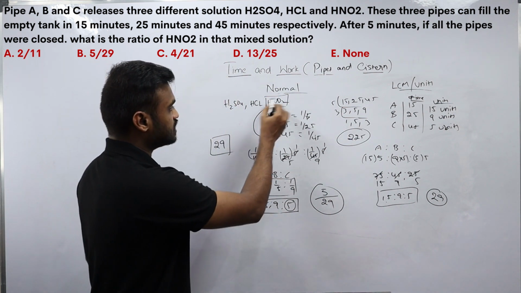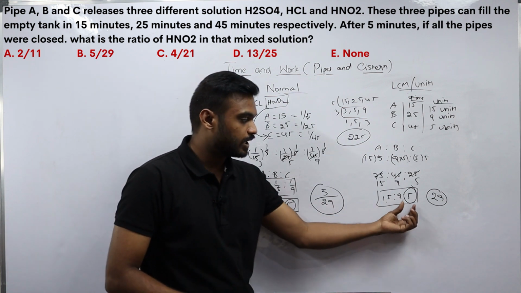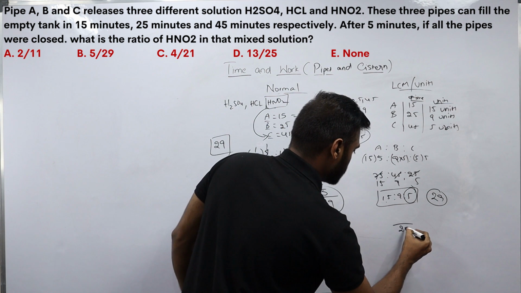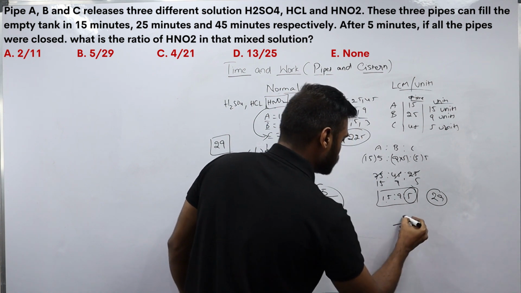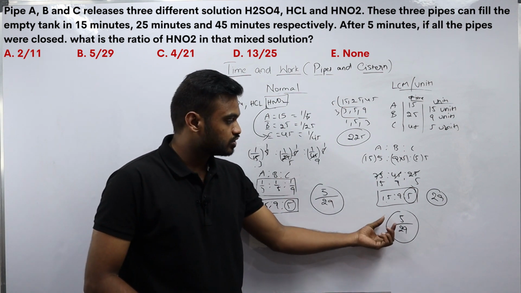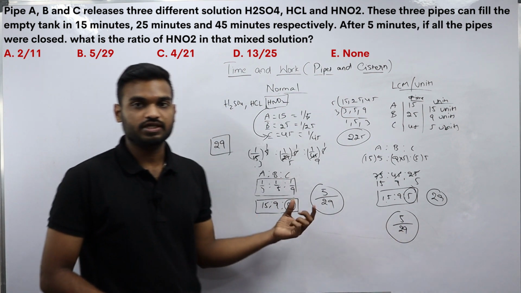For HNO2, that is released by C here, out of 29 parts, the HNO2 solution is 5 parts. Out of 29 parts, the HNO2 solution that is released by C is only 5 parts. So 5 by 29 is the answer for this question.